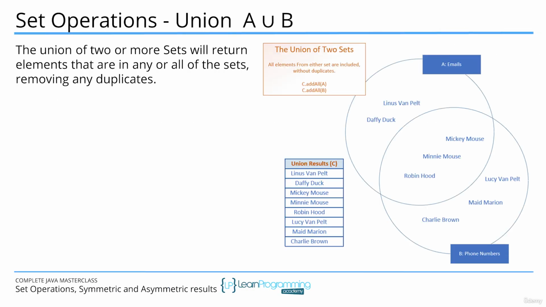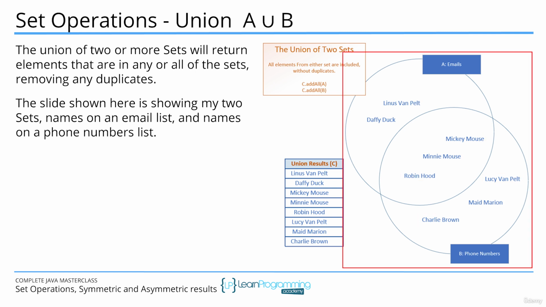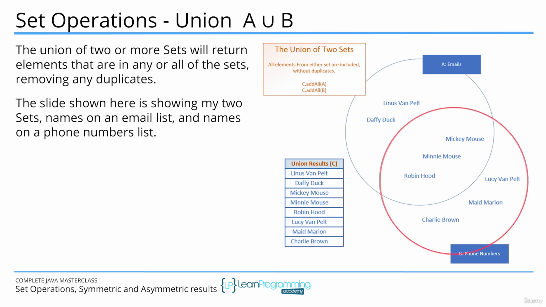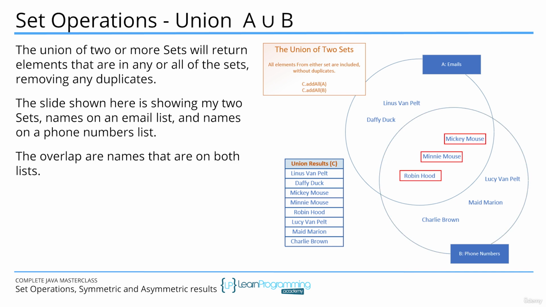The union of two or more sets will return elements that are in any or all of the sets, removing any duplicates. These may look familiar because these are the sets I had at the end of the last video. Our email set had Linus, Daffy, Mickey, Minnie and Robin Hood. Our phone set had Lucy, Maid Marian, Charlie Brown, and also Mickey, Minnie and Robin Hood. The slide shown here is showing my two sets, names on an email list and names on a phone numbers list. The overlap are names that are on both lists and includes Mickey and Minnie Mouse and Robin Hood.